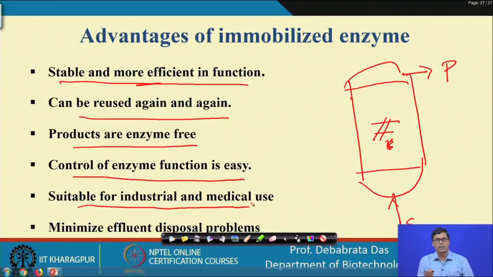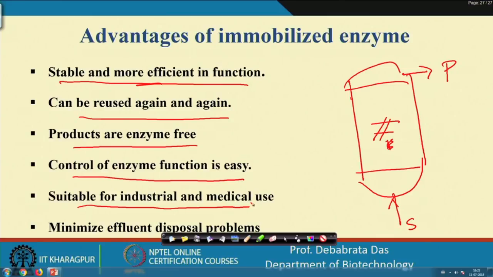I can give a typical example. Due to some genetic disorder, some human beings cannot produce some desired enzyme, and those enzymes might be very essential for the survival of the human being. So you have to supply those enzymes. This can be supplied in two different ways.